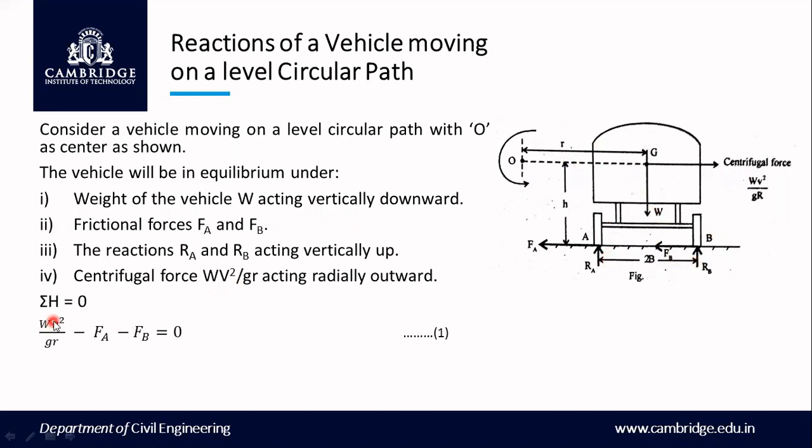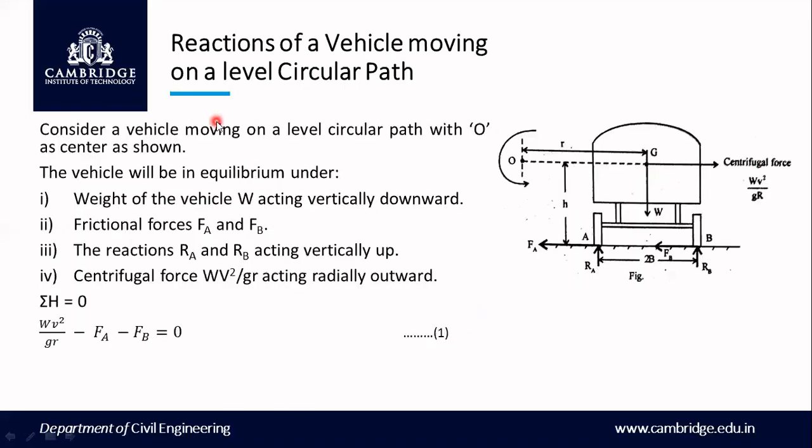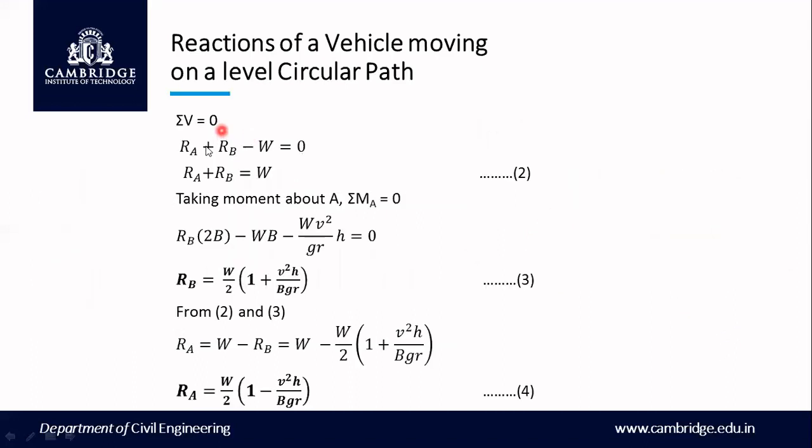So sigma H is equal to 0 gives us, we are taking right side positive and left side negative. Therefore, this will be WV square by GR minus FA minus FB is equal to 0. Next, sigma V is equal to 0. For that, we need to check for the vertical forces. Plus RA plus RB minus W will be equal to 0. I can rewrite this as RA plus RB is equal to W.